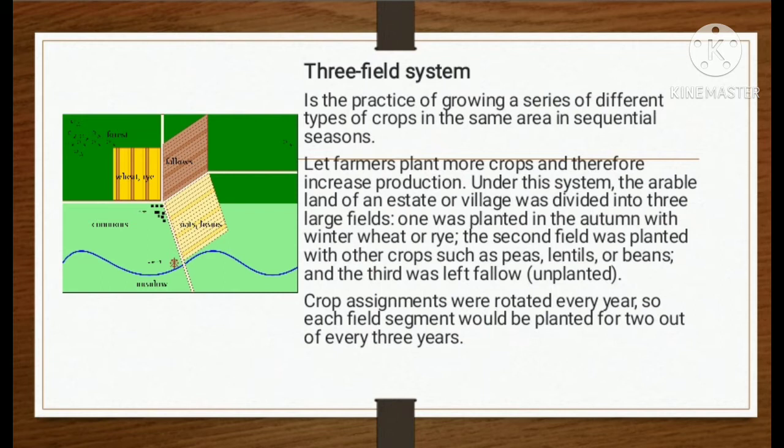Under the system, the arable land of an estate or village was divided into three large fields. One was planted in the autumn with winter wheat or rye. The second field was planted with other crops such as peas, lentils, or beans, and the third was left fallow. Crop assignments were rotated every year, so each field segment would be planted for 2 out of every 3 years.